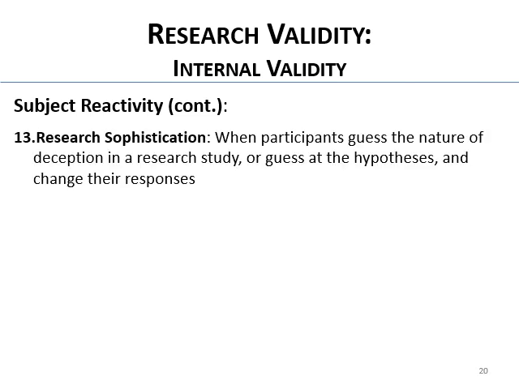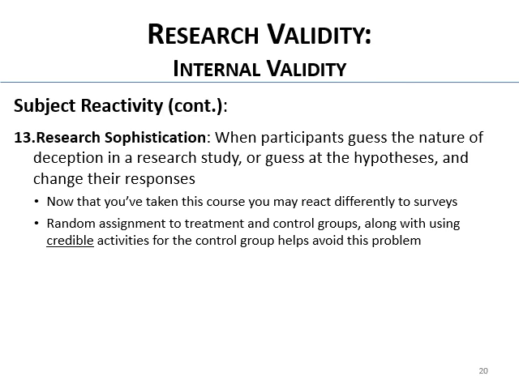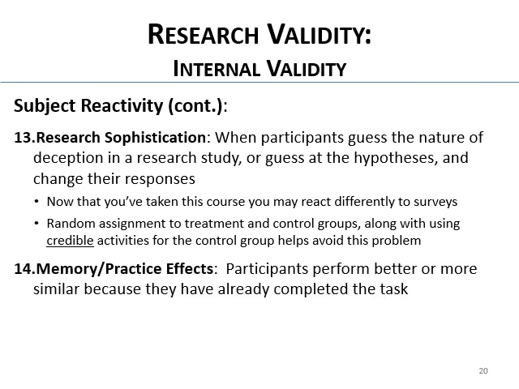So research sophistication occurs when participants try to guess the nature of any sort of deception, or they guess that deception is being used in a study, or they guess at what the hypotheses are. But the problem is they may change their responses as a result of that. So now that you have taken this course, for example, you may react differently when you're taking surveys out there in the real world. The way you deal with this is through random assignment to treatment and control groups. And then importantly, you want to use credible activities for control groups, because then folks are less likely to guess that there's deception or there's some real treatment going on, and it helps you avoid this problem.